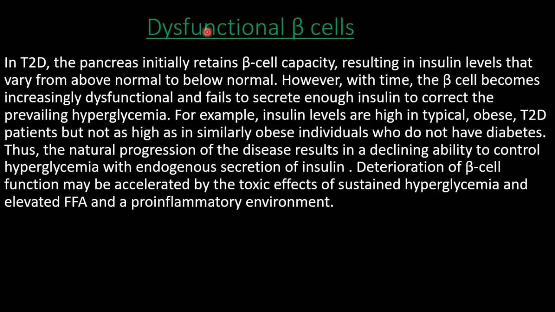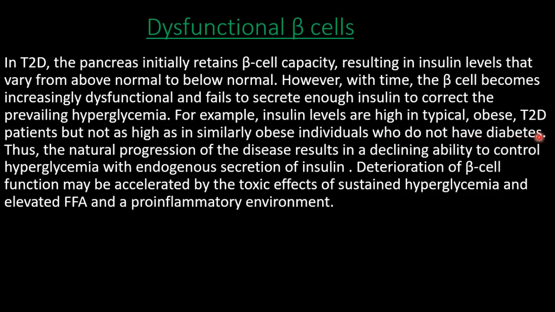Now, dysfunctional beta cells. In type 2 diabetes, the pancreas initially retains beta cell capacity. However, with time, the beta cells become increasingly dysfunctional and fail to secrete enough insulin to correct the prevailing hyperglycemia. For example, insulin levels are high in typical obese type 2 patients, but not as high as in similarly obese people who do not have diabetes.